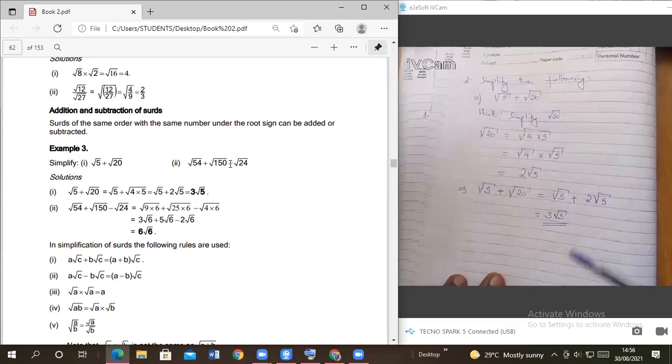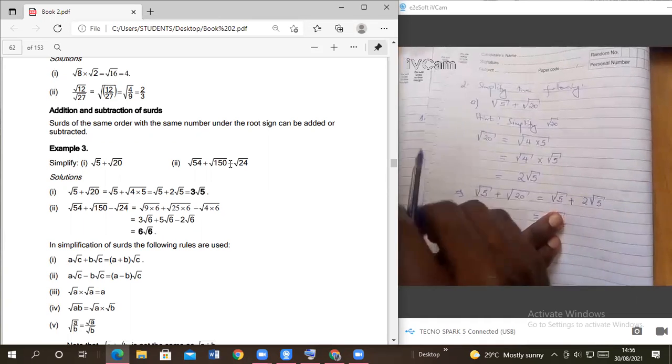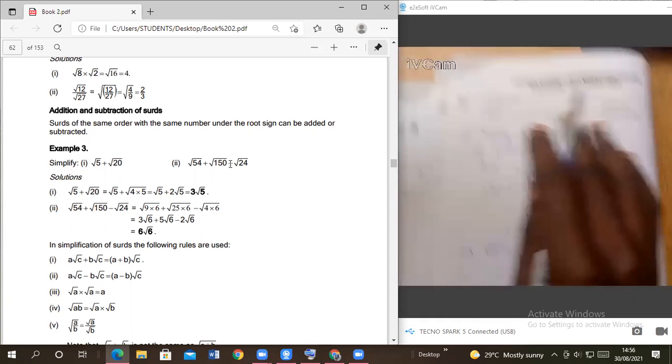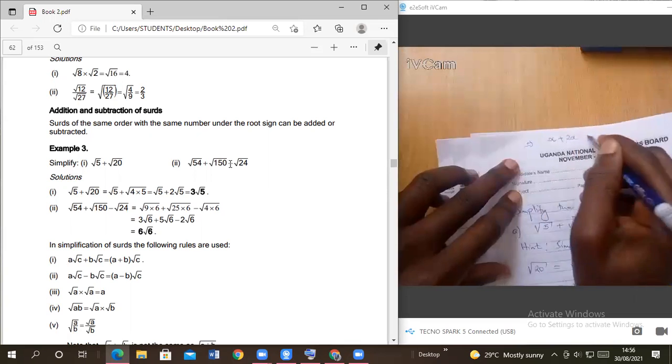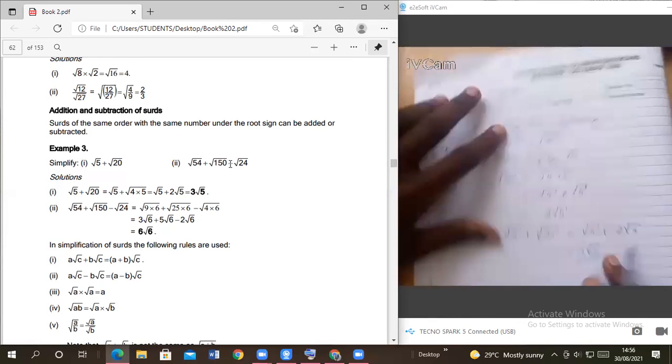Root of 5 plus 2 root of 5. What do you get? They become 3 root of 5, not so? It's like having x plus 2x. What do you get? 3x. You get 3x. That's what we are doing here.